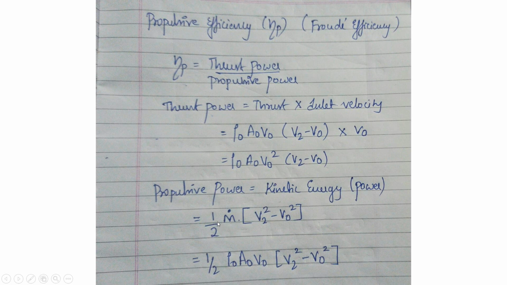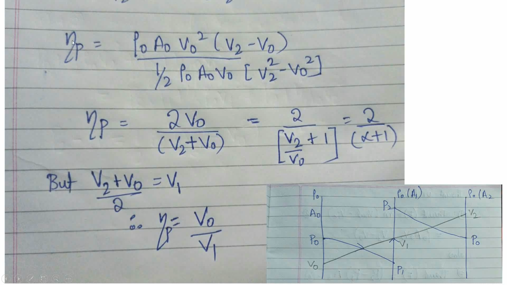this into power. So half m dot V2 square minus V0 square is equal to, again, so we've used half rho naught A naught V naught here, so we'll again take half rho naught A naught V naught into V2 square minus V0 square. So by substituting these two, we have efficiency, or propulsive efficiency, is equal to rho naught A naught V naught square into V2 minus V0 into half rho naught A naught V naught into V2 square minus V0. So again, A plus B into A minus B, cancel V2 minus V2, rho naught A naught, and V0 square will now become only V0.